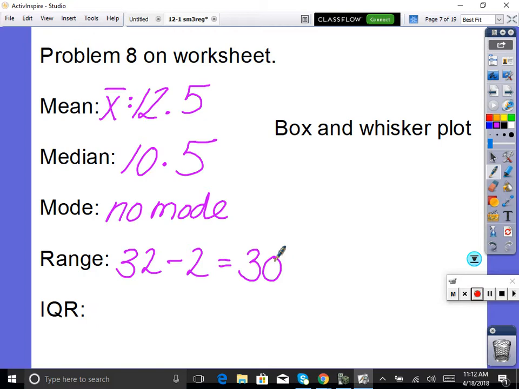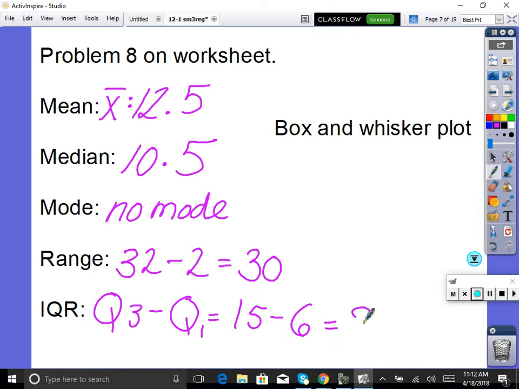Okay. What's our interquartile range? Isn't that Q3 minus Q1? Well, there it is. Type Q3, and then Q1, and that is 9. So our interquartile range, toward the center more, is spread out over 9 units.